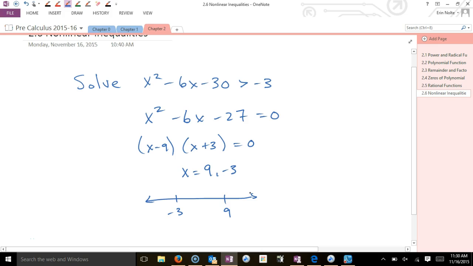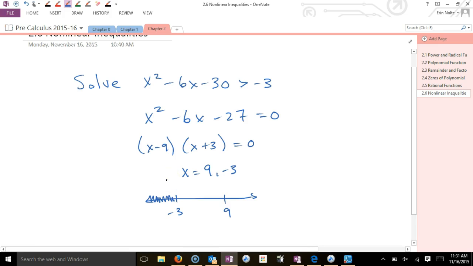Okay, so when you test your interval, you have to go back to the original inequality and see if it works or not. So if I plug negative 4 into the very top, what's negative 4 squared? 16, and then I have 6 times negative 4. So 16 plus 24, 30. And 30 minus 30 is 0. So is it true? Is 0 greater than negative 3? Yes. Okay, so since negative 4 is a solution of my inequality, I'm going to shade to the left.